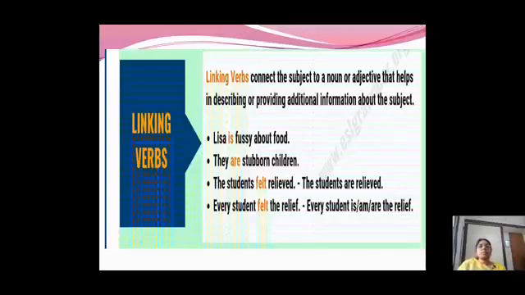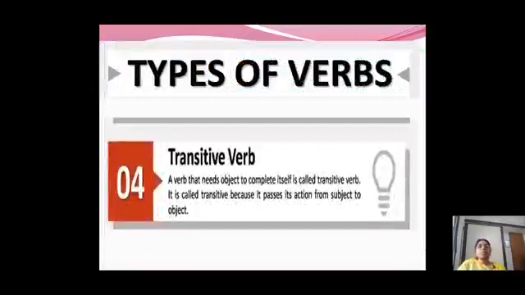Next comes what? Guess. Transitive verb. A verb that needs an object to complete itself, right? It's called a transitive verb. It is called transitive because it passes an action from the subject to the object. Transfer. The action is transferred from the subject to the object. That's why it is called a transitive verb.